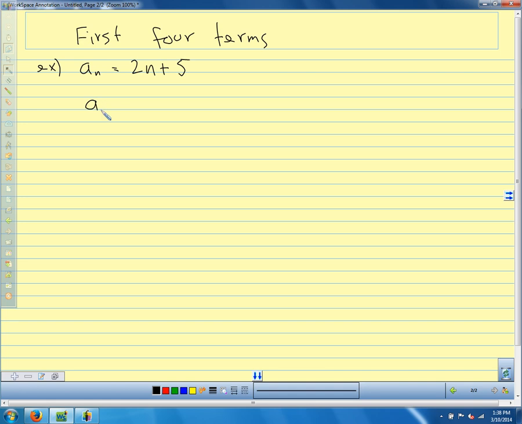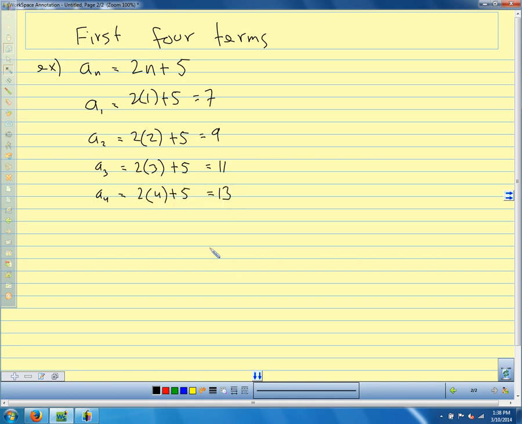So for this sequence, a sub 1 is 2 times 1 plus 5, which would be 7. a sub 2, 2 times 2 plus 5, which is 9. a sub 3, 2 times 3 plus 5, 11. And a sub 4, 2 times 4 plus 5, which is 13. So the terms of this sequence would be 7, 9, 11, 13, etc. That's how we find our terms.